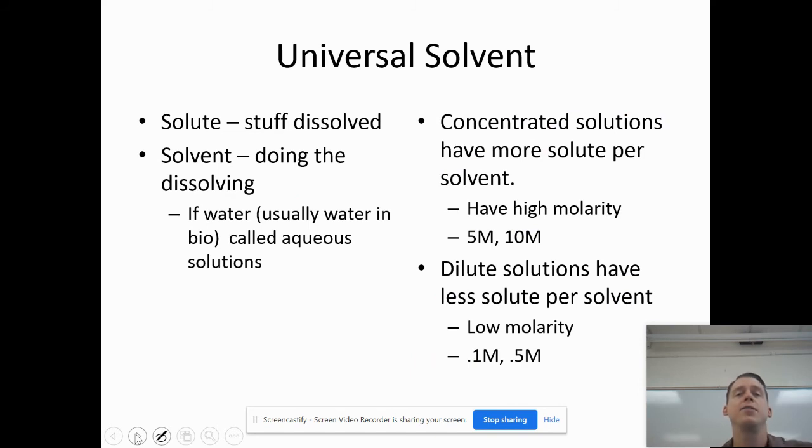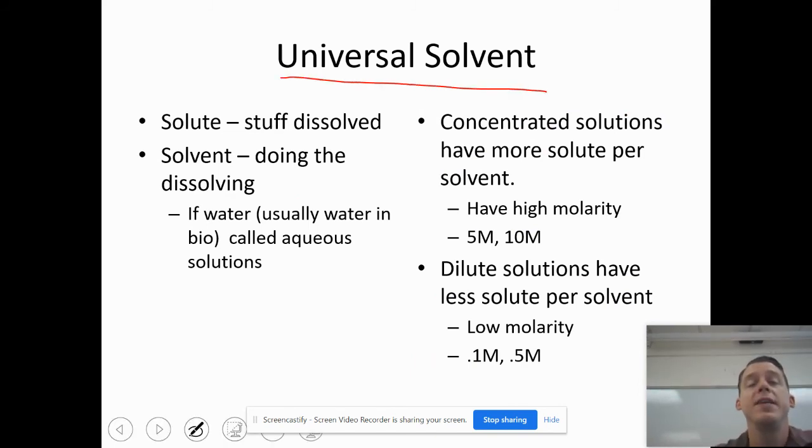All right. Water is also a universal solvent. This means that many, many things are going to dissolve in water. Solute is the stuff that is dissolved. So salt, sugar, usually it's like a powder. Solvent is the thing doing the dissolving. In this case, that is water.